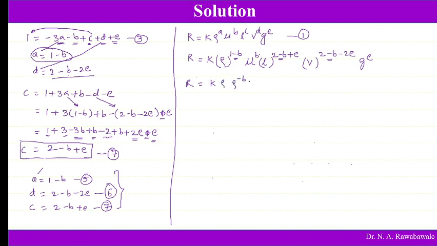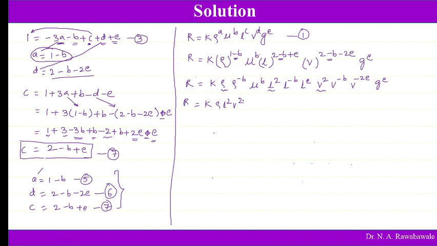R is equal to k rho to the power of 1 minus b, mu to the power of b, L to the power of 2, L to the power of minus b, L to the power of e. Then v to the power of 2, v to the power of minus b, then v to the power of minus 2e, then g to the power of e. Now, collecting these, we take rho, L square and V square on one side. Then we have various terms as per the equation.